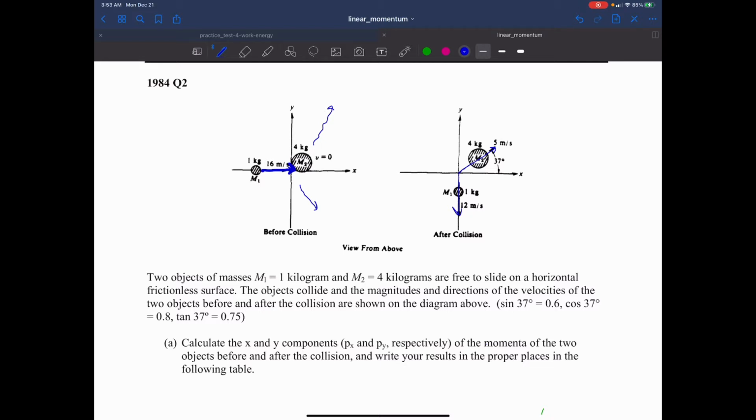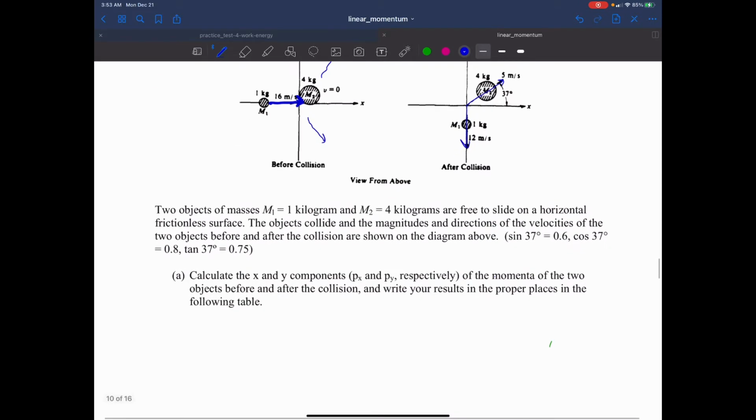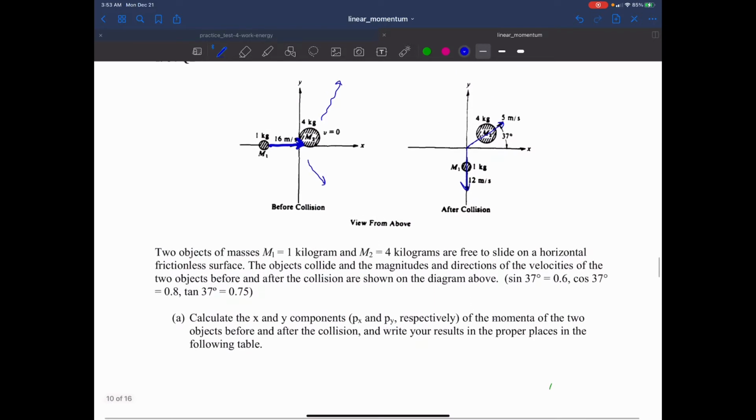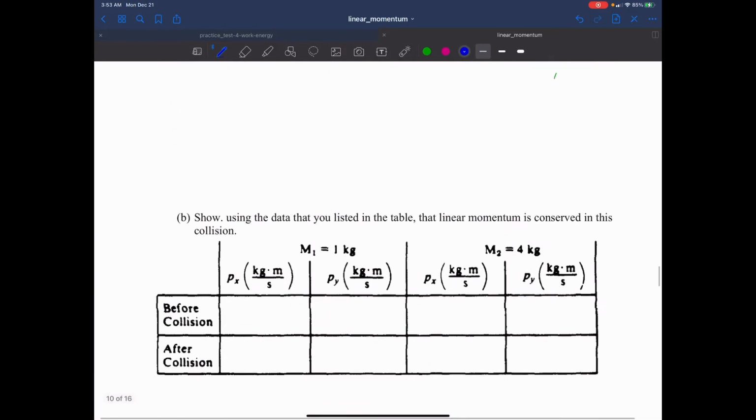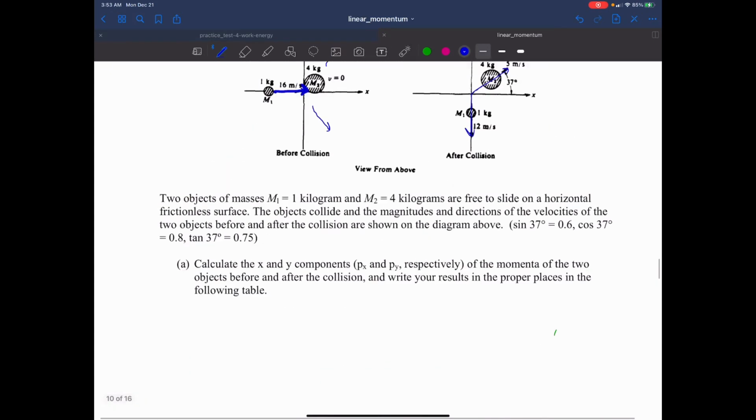Anyways, it says calculate the x and y components of the momentum of these two objects before and after the collision, and then we're supposed to write those down on the chart down there. So let's just get started with the first one.